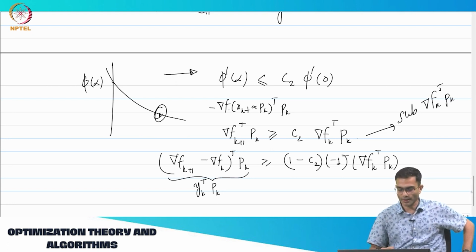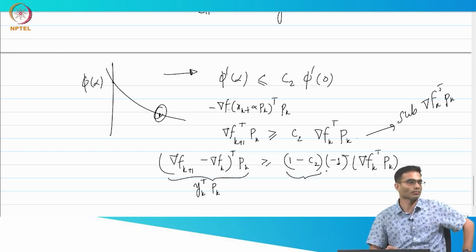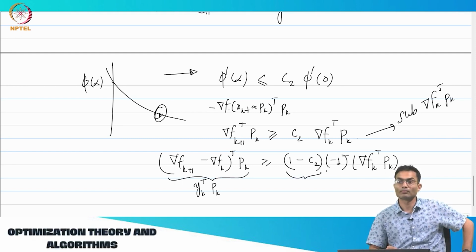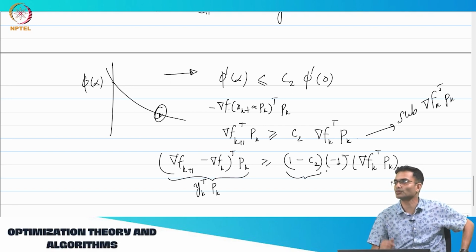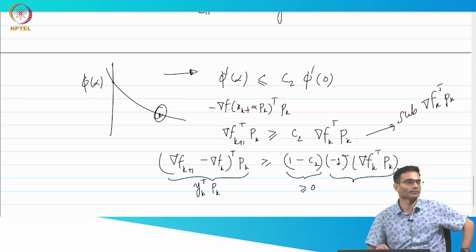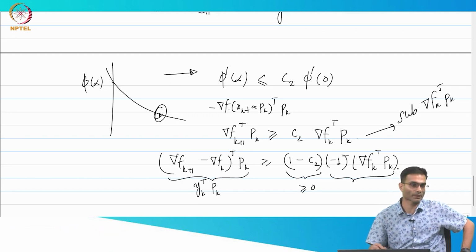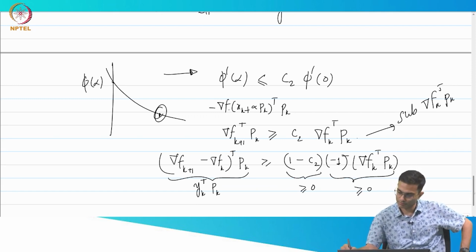So I get yk transpose pk on the left hand side. What is 1 minus c2? Is it greater than 0 or less than 0? It's greater than 0, because c2 was between 0 and 1. What about this term? pk is a legitimate descent direction, so grad fk transpose pk is less than 0, multiplied by minus 1. This is greater than or equal to 0.